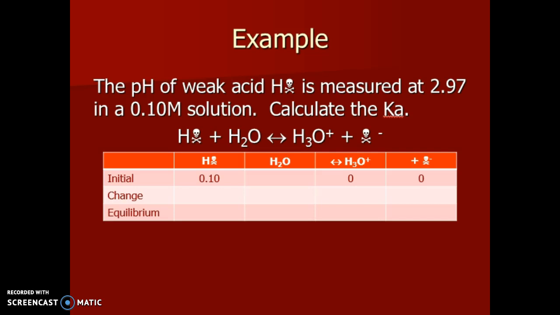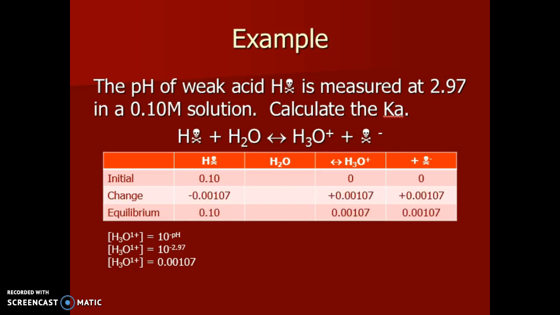So I'm going to do a little calculation with that number. What I will be able to find out from that is the hydronium ion concentration using the equation hydronium ion equals 10 to the negative pH. So if I plug and chug my pH in, I actually find that my hydronium ion concentration at equilibrium is 0.00107 molar. I'm going to fill that into my chart. And what that allows me to do then is, if I'm going from 0 to 0.00107 in hydronium ion, then my change must be 0.00107 molar.